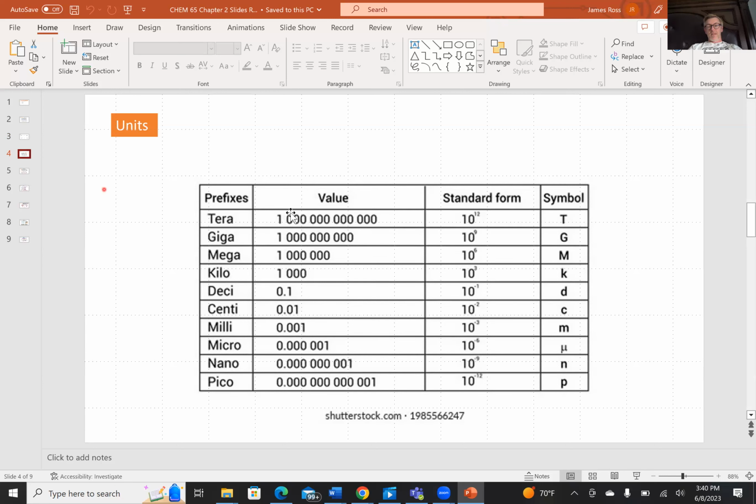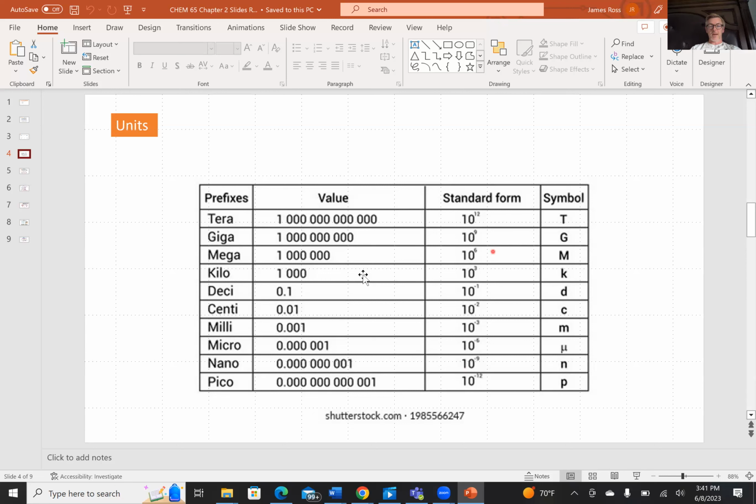The metric table, so this is a generic metric table. I would say these are the important ones. This is not an exhaustive list, but I would definitely encourage you to commit a list like this to memory. I would learn them in pairs. So for example, tera is 10 to the 12. This is trillion. Pico is 10 to the negative 12. This is trillionth. I would learn those together as a pair. Giga is 10 to the 9. That's billion. Nano is 10 to the negative 9. That's billionth. I would learn those as a pair.